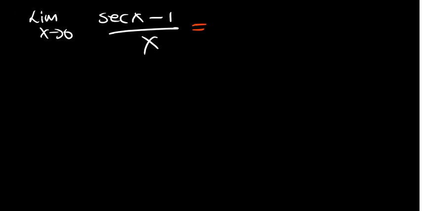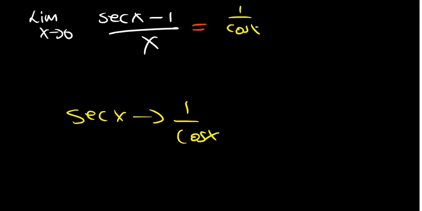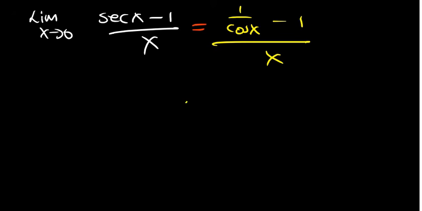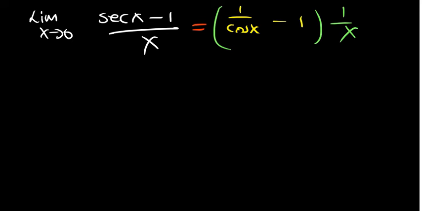So for this one, we know secant of x is equal to 1 over cosine of x. So we have 1 over cosine of x minus 1, over x. Now we can actually simplify that. When you're dividing by x, it's as good as multiplying by 1 over x, right? So we multiply the entire part by 1 over x, and end up with 1 over x times (1 over cosine of x minus 1).